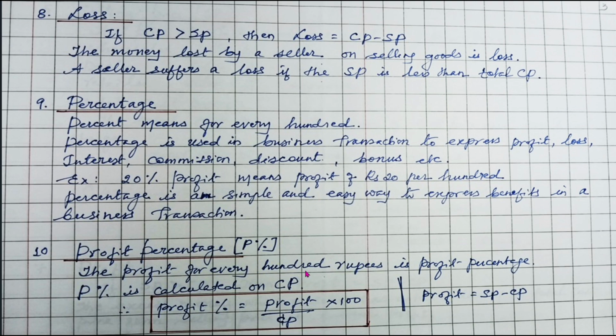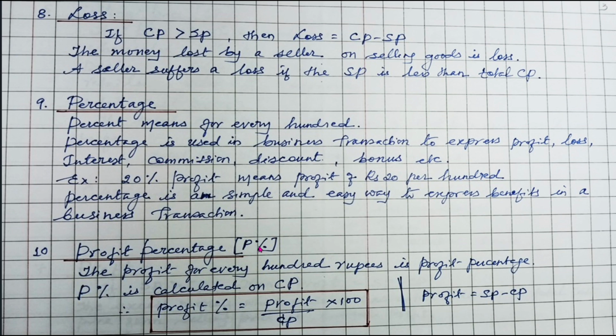Generally, we express the loss or the gain in the form of percentage. Percentage means for every 100. Percentage is used in business transactions to express the profit, the loss, interest, commission, discount, bonuses, etc. For example, 20% profit means a profit of rupees 20 per 100. Percentage is a simple and very easy way to express the benefits in a business transaction. So remember the importance of percentage here.